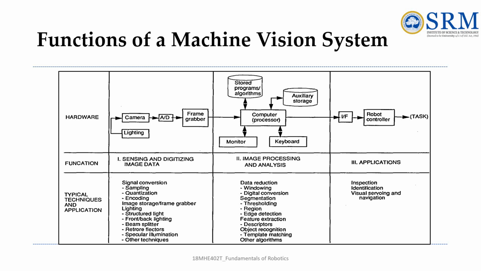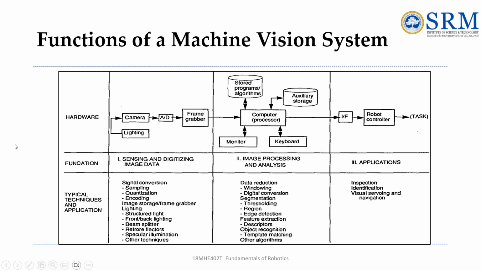And then finally, about applications. The three levels of difficulty used to categorize machine vision applications in an industrial setting are: the object can be controlled in both position and appearance; either position or appearance of the object can be controlled, but not both; and neither position nor appearance of the object can be controlled. Robotic applications of machine vision fall into three broad categories: inspection, identification, and visual servoing and navigation.